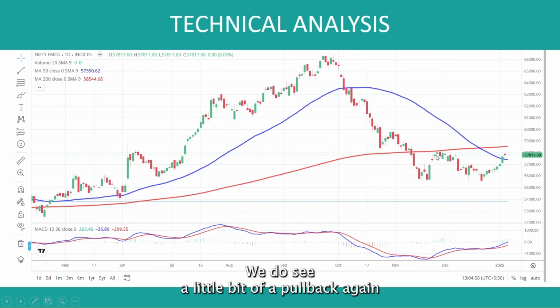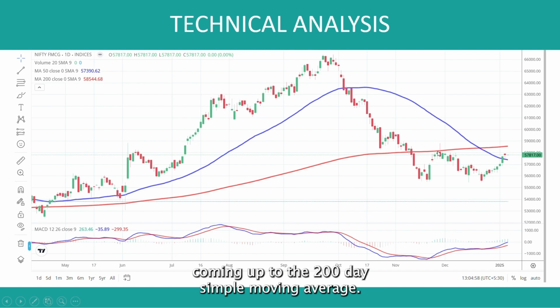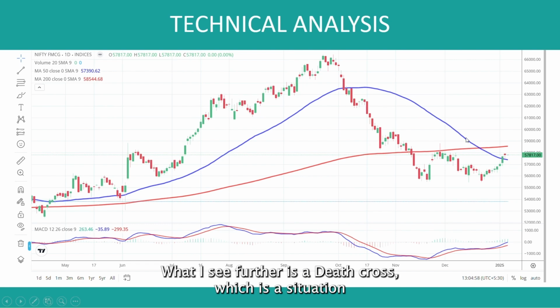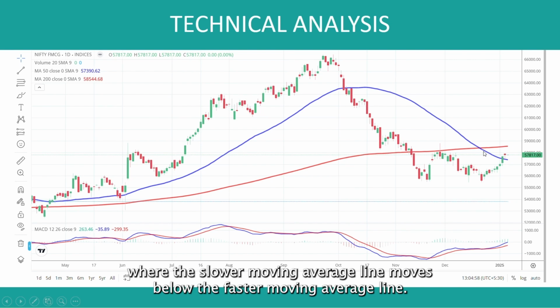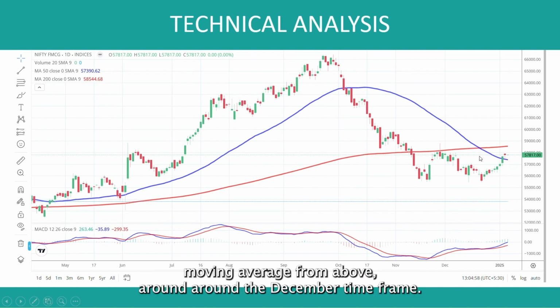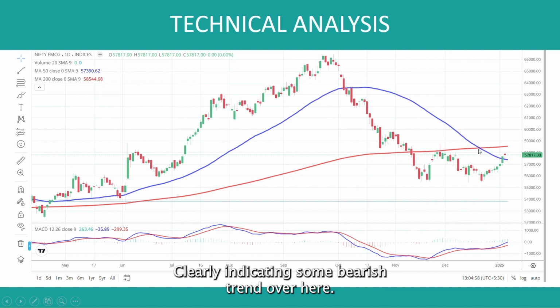We do see a little bit of a pullback coming up to the 200-day simple moving average. The index has continued to trade below the 50-day and the 200-day moving average. What I see further here is a death cross. A death cross is a situation where the faster moving average line moves below the slower moving average line. In this case, the 50-day moving average has crossed the 200-day moving average from above around the December time frame, clearly indicating some bearish trend.